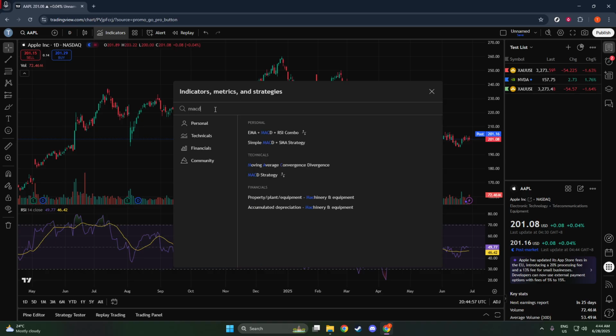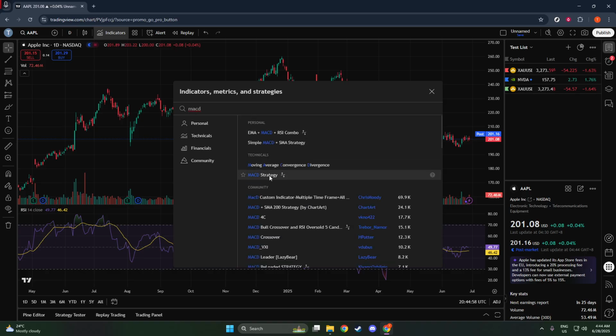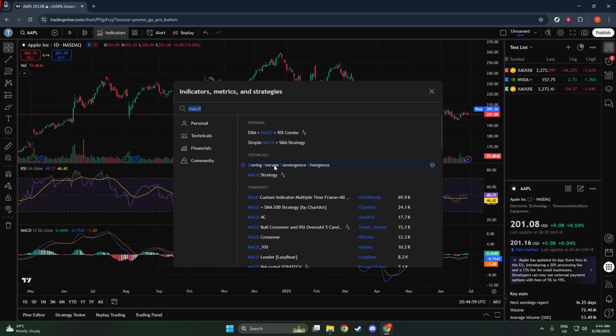Now that you know how to find and add them, let's discuss a bit about the different types of indicators and how they can be beneficial to your trading. Starting with trend indicators like moving averages and MACD, these are essential for showing the overall direction of the market. Are we in an upward trend or a downward trend? Having this clarity can guide your decision-making process.